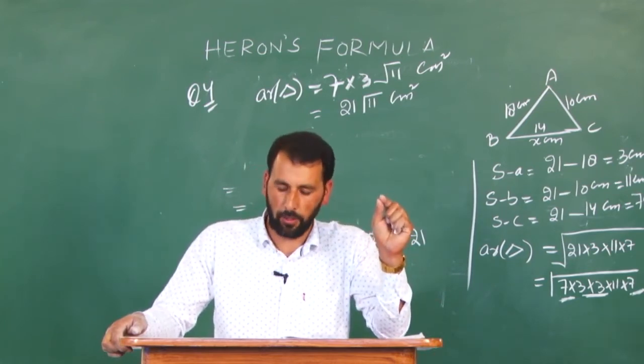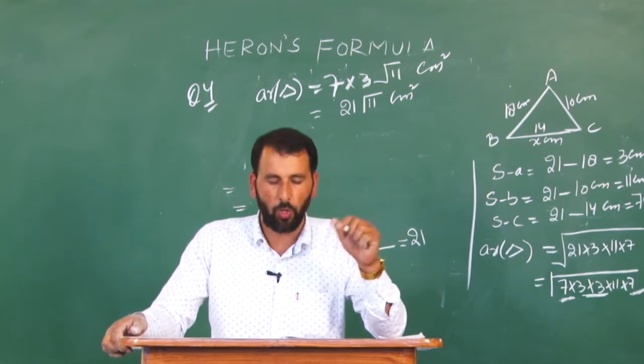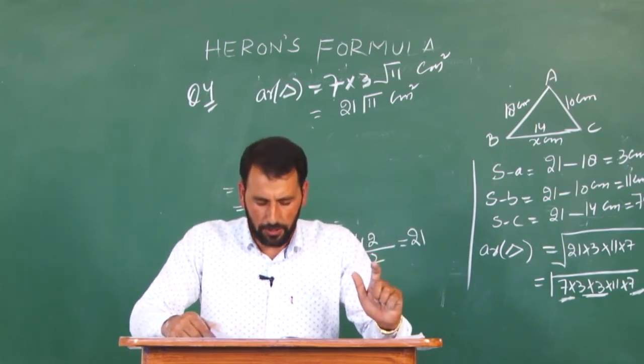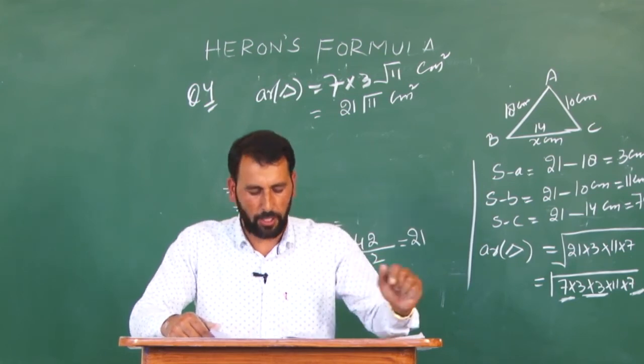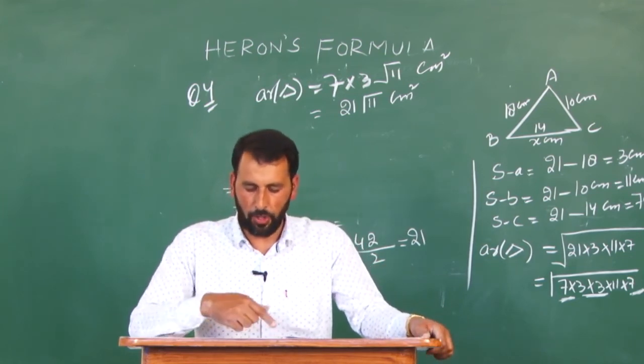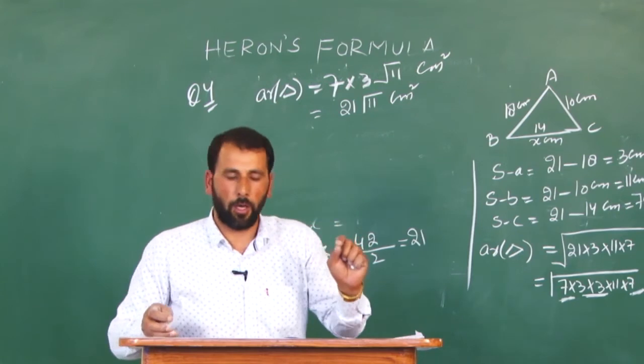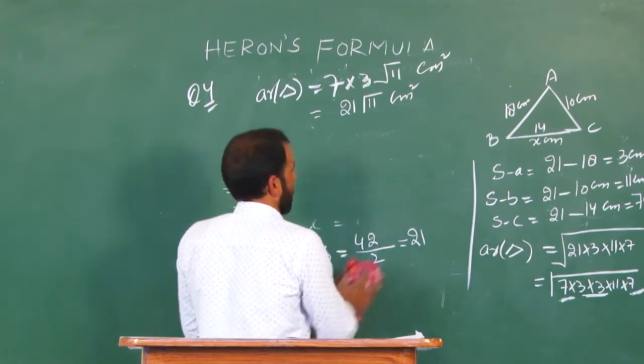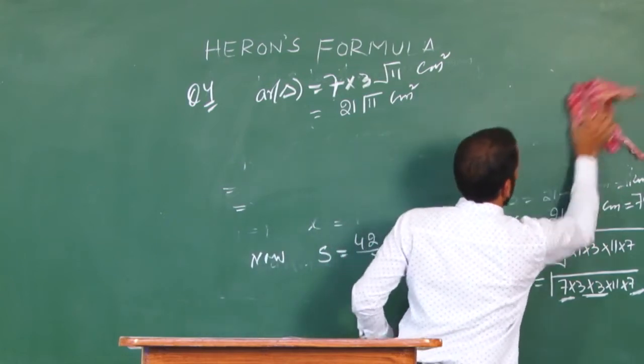Now let us take another example. We have a triangle whose sides are in the ratio 12 is to 17 is to 25 and the perimeter is given as 540 centimeter. Find the area of this triangle. First of all, let us suppose that ABC is a triangle.